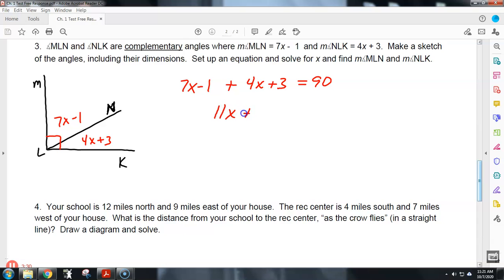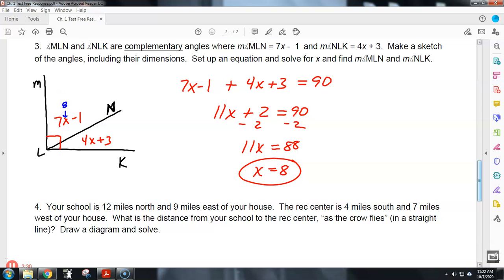I gather some like terms. I get 11x plus 2. I'm going to subtract 2 from both sides. I get 11x equals 88. Divide by 11, and I get x equals 8. And then they want us to find the 2 angles. So I plug the 8 in right here. 7 times 8 is 56 minus 1 would be 55 degrees. And then 4 times 8 is 32, plus 3 is 35 degrees. And yes, those 2 do equal 90, so I must have done my algebra correctly.